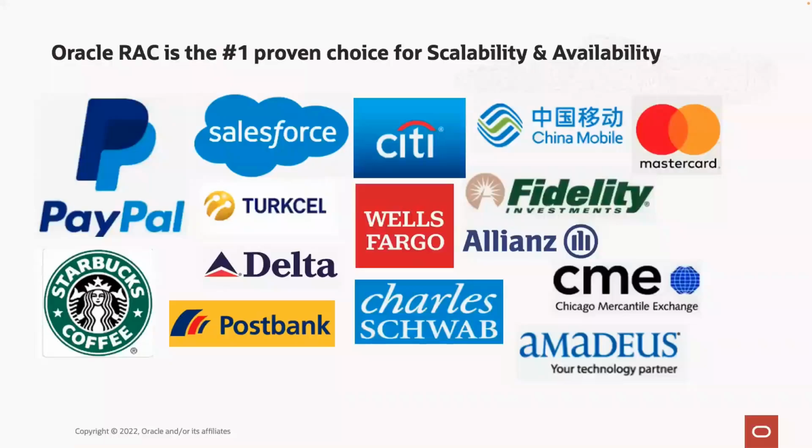With that, I want to tell you that Oracle RAC is the number one proven choice for scalability and availability, not just for this small set of customers. These are just the customers I've been working with recently, but it applies to a lot of customers. In fact, Oracle RAC, along with Exadata, touches pretty much every aspect of a typical life, from your coffee to your transactions, to your investments, to when you swipe your card, to when you call people. So it's covering every aspect of your life.